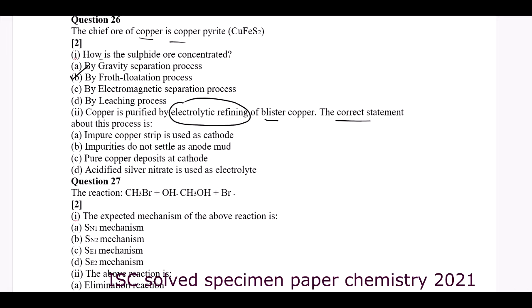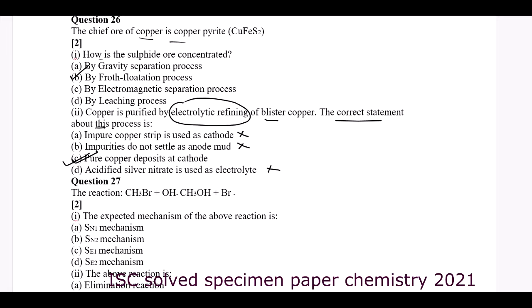About electrolytic refining, they want the correct statement. Impure copper strip used as anode, so this one is incorrect. Impurities do not settle as anode mud, anode sludge, anode mud forms, so this one is incorrect. Pure copper deposits at cathode, this one is the correct one. Acidified silver nitrate is not used, so the correct option will be C.